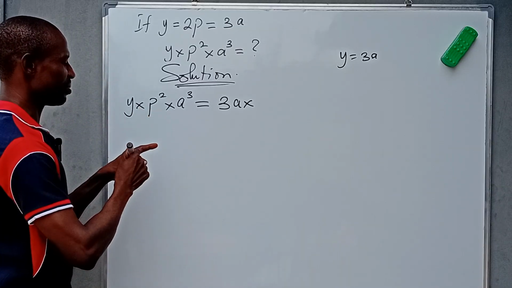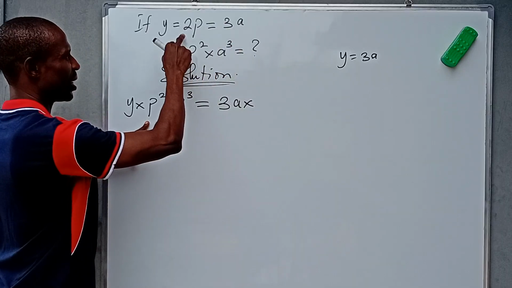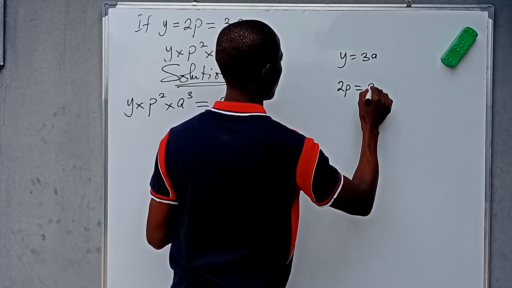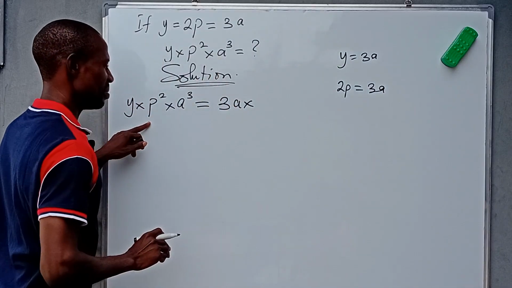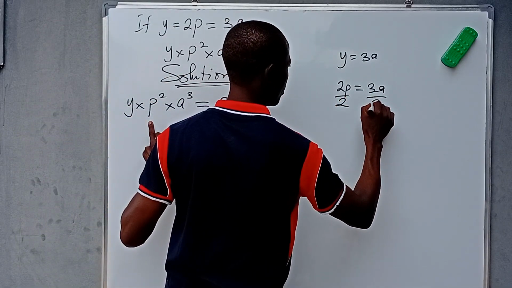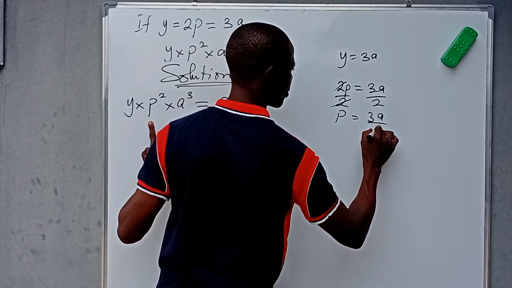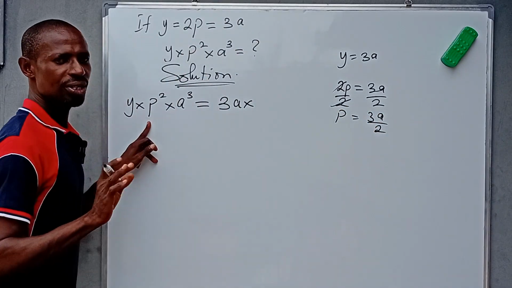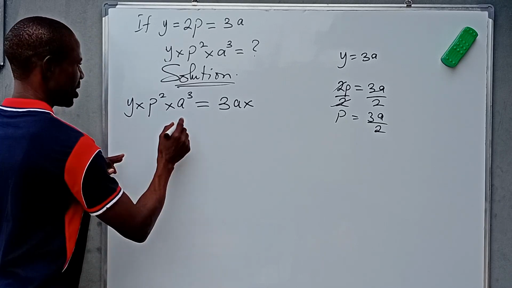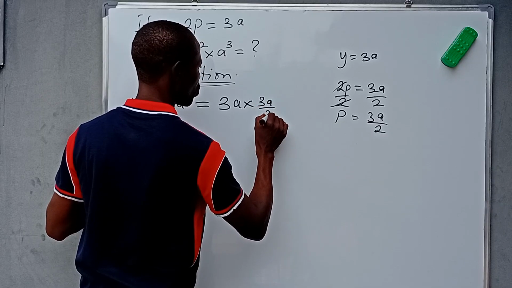I'm going to look for the relationship linking p and a. So I have here 2p is equal to 3a. Remember, I have p here, so I have to make p the subject of the formula. So this all over 2, cancel out, to have p is equal to 3a all over 2. Easy. So wherever I see p, I'm going to put in 3a all over 2.